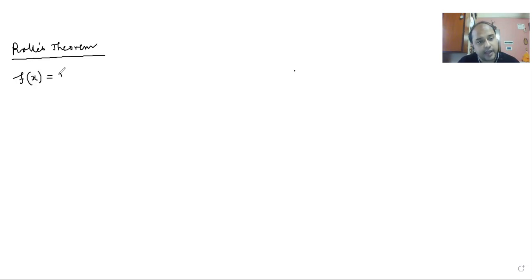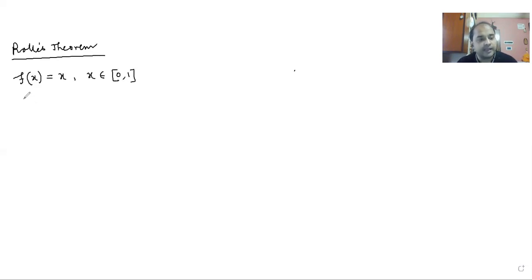Okay, so suppose I want to judge, as I discussed Rolle's theorem in the previous session, let us try to judge this Rolle's theorem for the function f(x) equal to x, where x lies between 0 and 1.